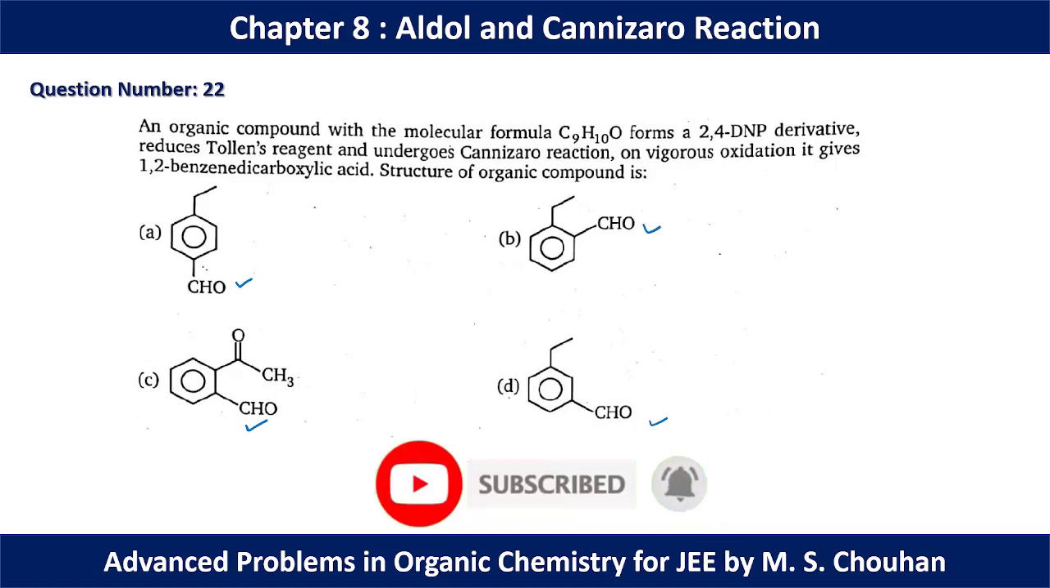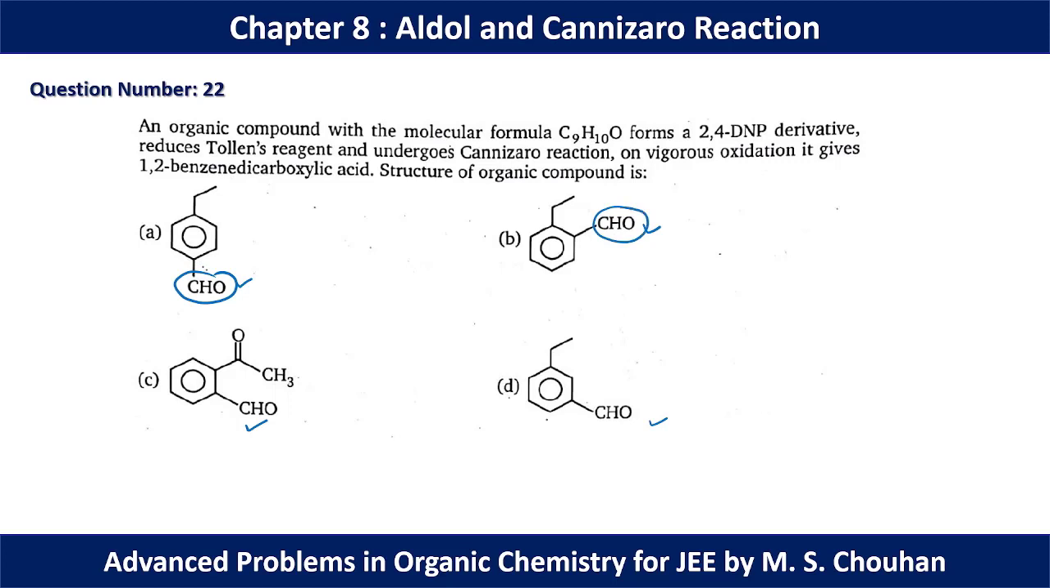So there is no definite indication of the final product. So it undergoes Cannizzaro reaction. This molecule can give Cannizzaro reaction, there is no alpha hydrogen. This also can give Cannizzaro reaction, no alpha hydrogen. This also gives Cannizzaro reaction, there is no alpha hydrogen, but this will definitely go for the aldol reaction. So option C cannot be the final answer.